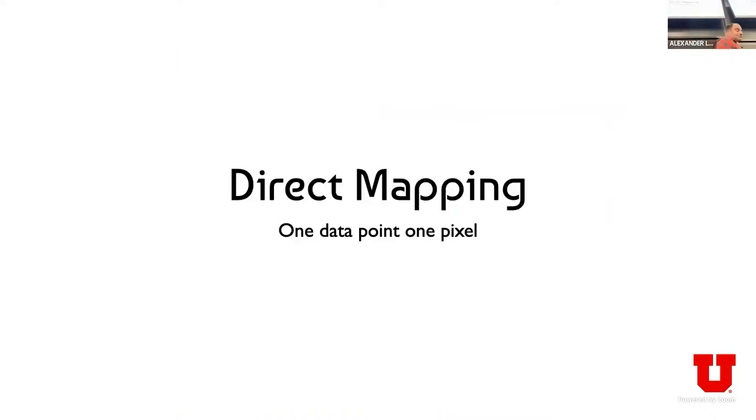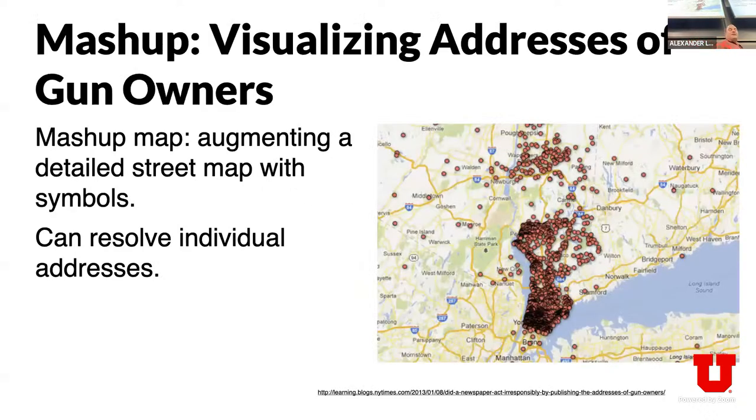Okay, so now moving on to mapping data onto maps. The simplest thing you can do is direct mapping, where you map one data point to one pixel. Here is a map from after a school shooting in Pennsylvania a couple of years ago. A local newspaper went out and got public records data of gun owners and plotted with absolute precision every home where there is a legally registered gun, right?